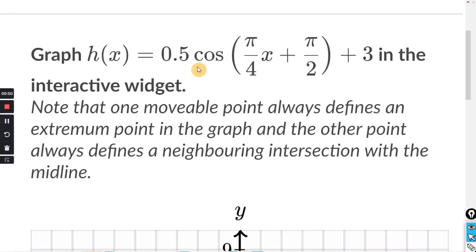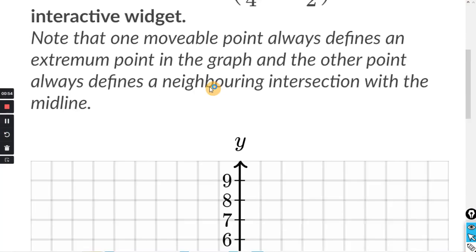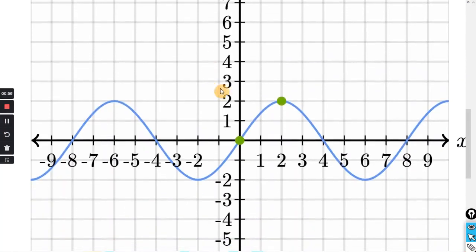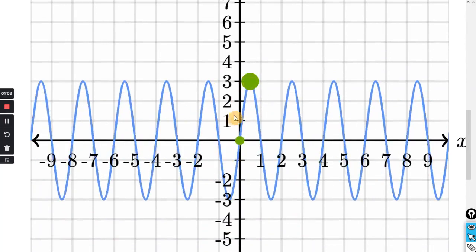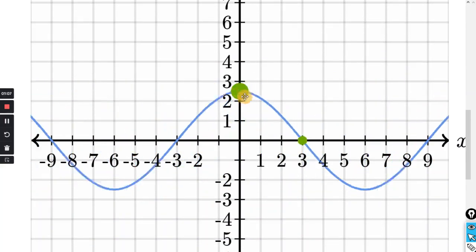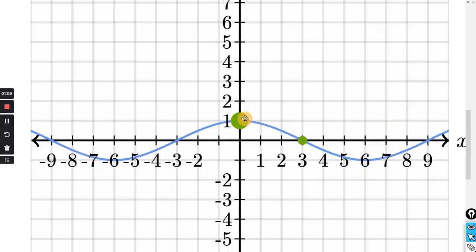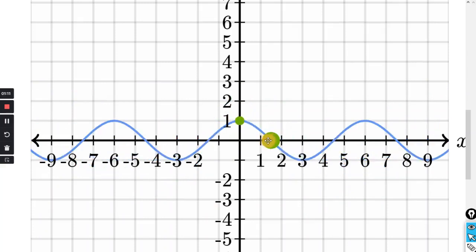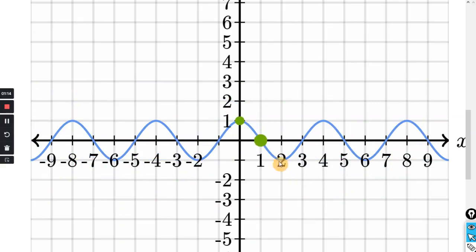So the first step, since this is a cosine function, I am going to plot the basic cosine function, y equals cosine of x. All right, so the maximum is this green point here, and this is the midline right here. So the maximum of the cosine starts at 1, and the midline is at the x-axis, and it goes down to -1. So the period is not correct yet, but we did the basic cosine function.